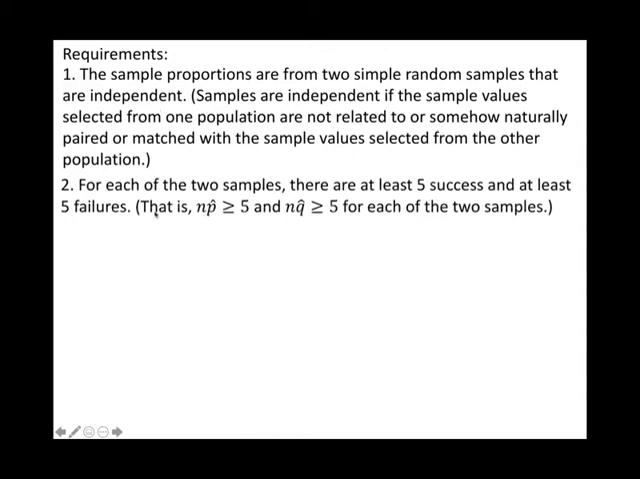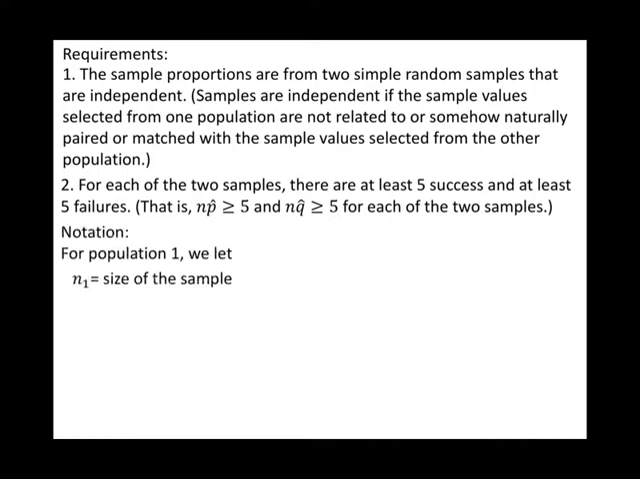And also, we do have at least 5 successes and at least 5 failures. So we could do sample size times the sample proportion in success greater than or equal to 5. Sample size times the sample proportion in failure has to be greater than or equal to 5 in here.